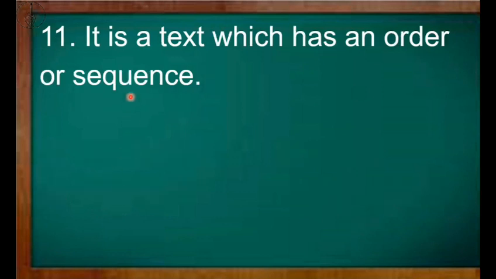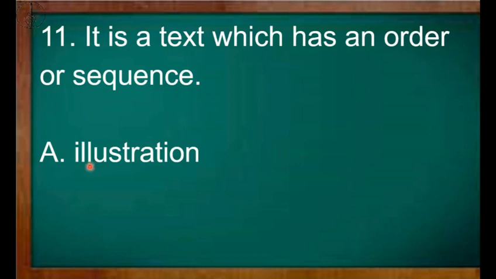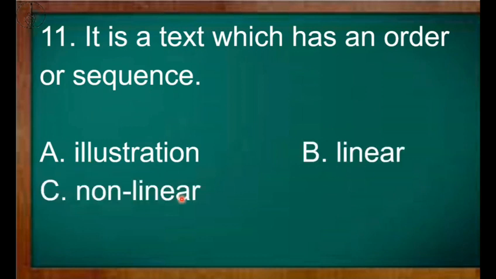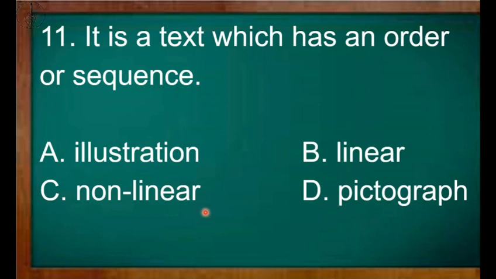Number 11. It is a text which has an order or sequence. A, illustration, B, linear, C, non-linear, and D, pictograph. The correct answer here is B, linear.